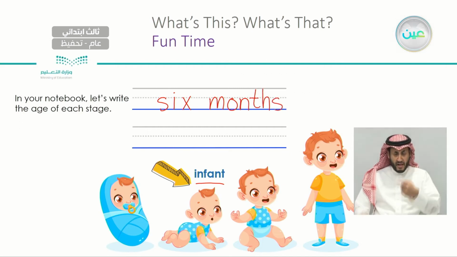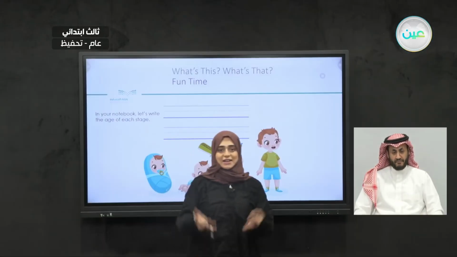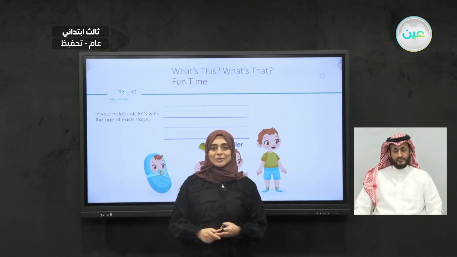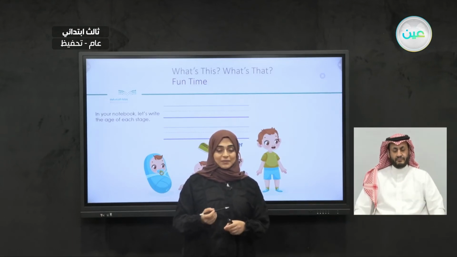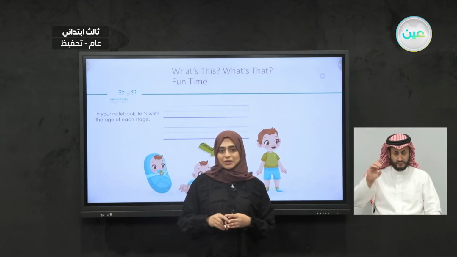M-O-N-T-H-S. 6 months. Now as the baby gets older, he starts to stand up. He wants to grab things, throw them on the ground. Maybe he's learning to walk. So this stage is called toddler stage. So how old do you think a toddler is?